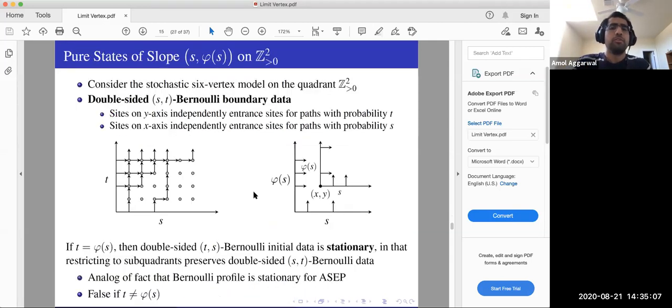Okay. So the next thing I want to do is describe to you, I've just told you this abstract notion of a pure state. But in the case of this stochastic six-vertex model on these blue curves, on this line t = 5s, these pure states are actually very explicit and very friendly. So I want to take a few moments to describe to you how to get them and how they look. So the way in which you get them is the following. You consider the stochastic six-vertex model on the quadrant. Again, these pure states are defined on the full plane, but I'll start out by defining them on the quadrant and then taking a limit.